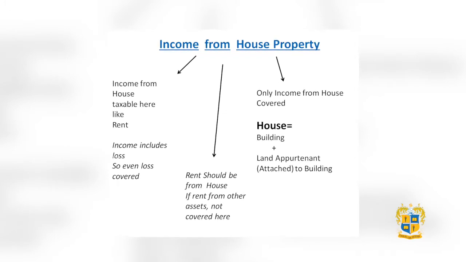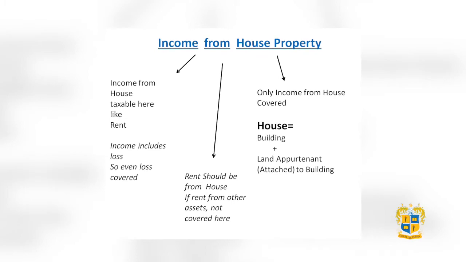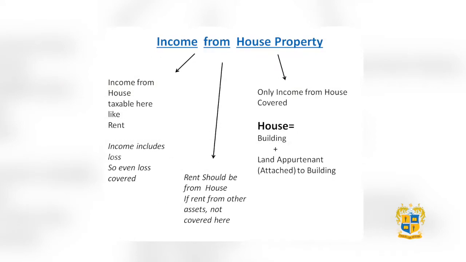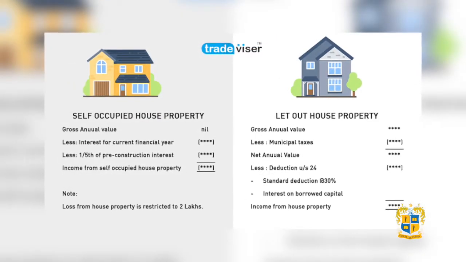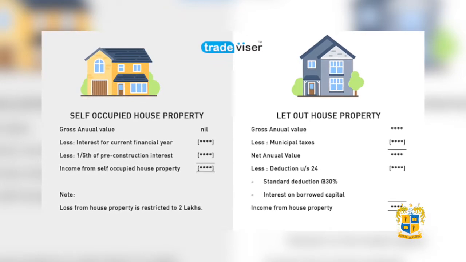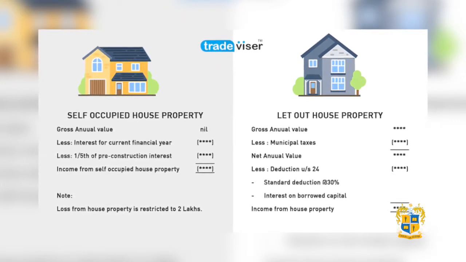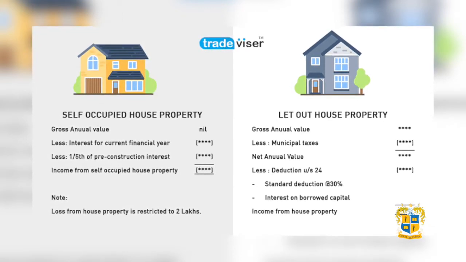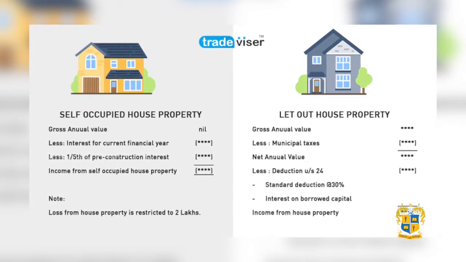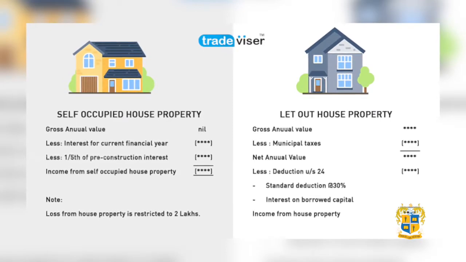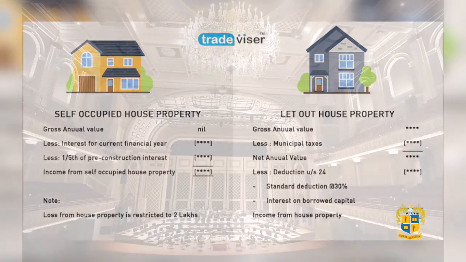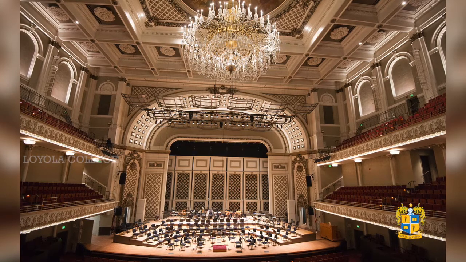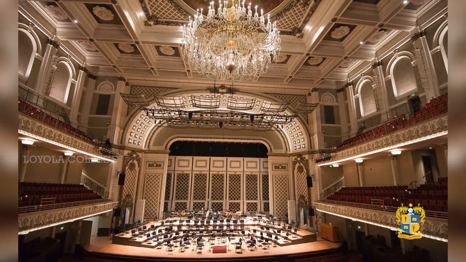The first point is property consisting of any building or land appurtenant thereto. The meaning of the word building is, it includes self-occupied property, residential property, and it also includes houses which are let out for own business, for office use, etc. Buildings which are used for storage as well as factory, etc. Music halls, dance halls, public auditorium come under the head buildings.